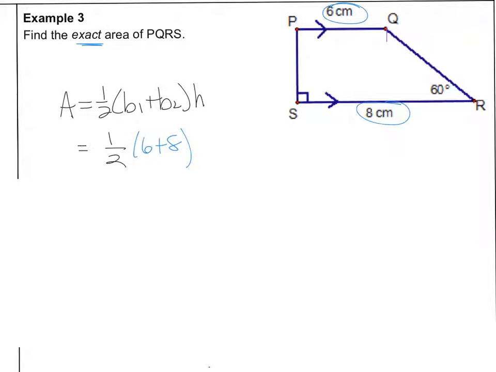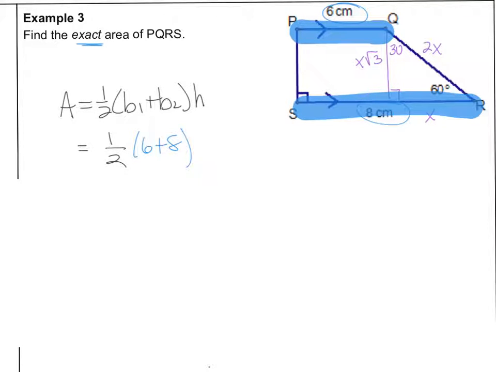If I take a look here and I drop down this right angle, because I know my height connects my top and bottom bases at a 90-degree angle, I notice that we're splitting this up into a 30-60-90 triangle. Across from 30 is x, across from 90 is 2x, and across from 60 is x root 3, based on our 30-60-90 right triangle pattern. Well, if I compare 6 centimeters for the top base with 8 centimeters on the bottom base, I notice that there's a difference of 2. So that must mean that x has a value of 2. And if x has a value of 2, the height is 2 times the square root of 3.